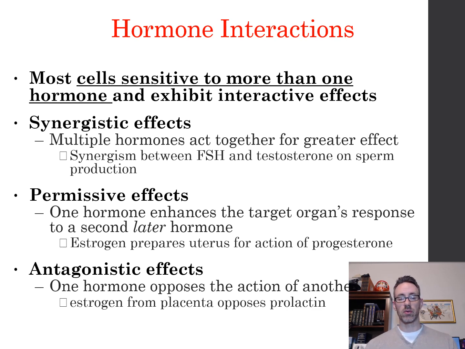A permissive effect is when one hormone enhances the target organ's response to a second, later hormone. Estrogen prepares the uterus for the actions of progesterone during pregnancy. Estrogen increases the number of progesterone receptors on the uterus, and so when estrogen levels start to decline and progesterone takes over, its effects later on are more pronounced.